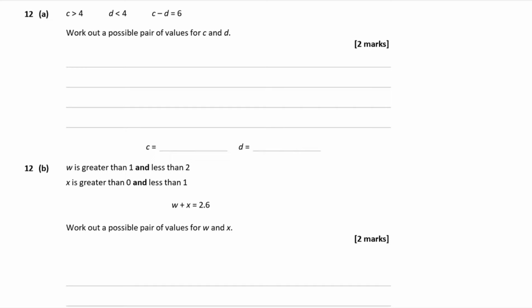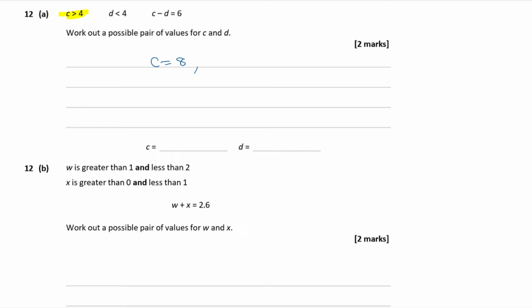12a, I've got c is greater than 4, d is less than 4, and c minus d is equal to 6. Work out a possible pair of values for c and d. Okay. Well, I want c minus d is equal to 6. I just want to keep things positive. But it doesn't have to be, because I could have negative values. But for the sake of simplicity, I'm going to make c bigger than 6. So when I take d away from it, I'm going to get 6. So let's say c was 8. If c was 8, then that is bigger than 4, isn't it? It meets this criteria here.